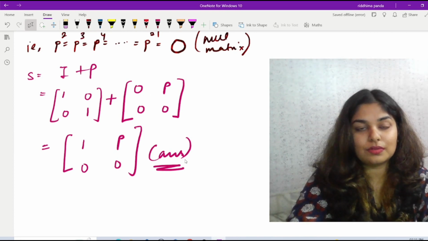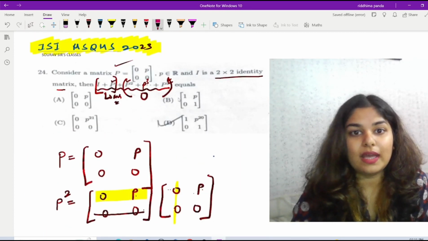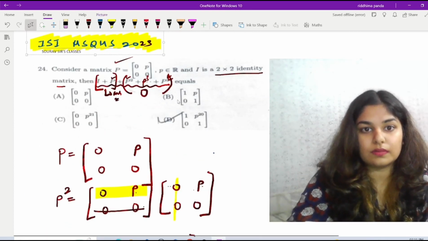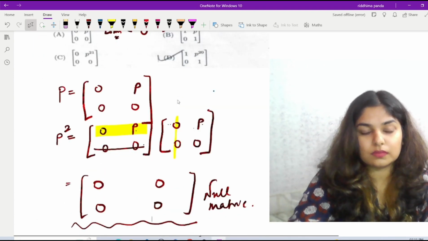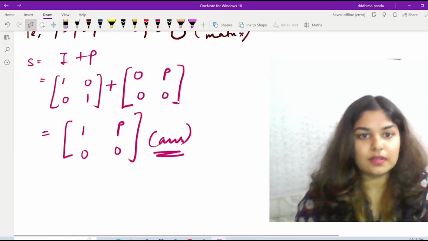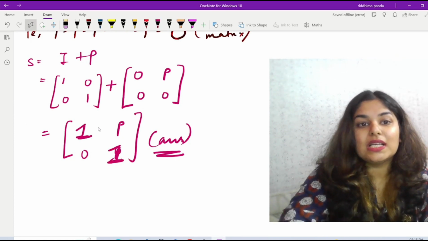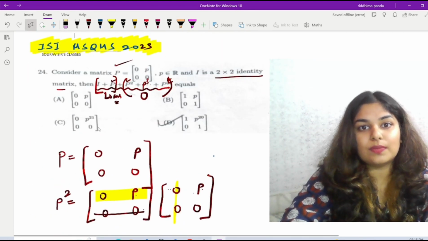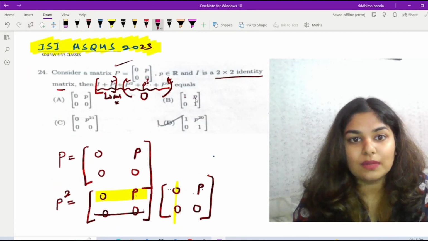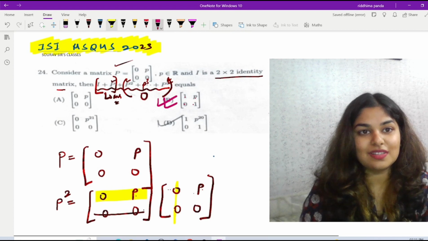1 p 0 0. We have this is 1 p 0 1, right? 1 plus 0, yeah. So the correct option is 1 p 0 1, and that is 1 p 0 1. So the correct option is B.